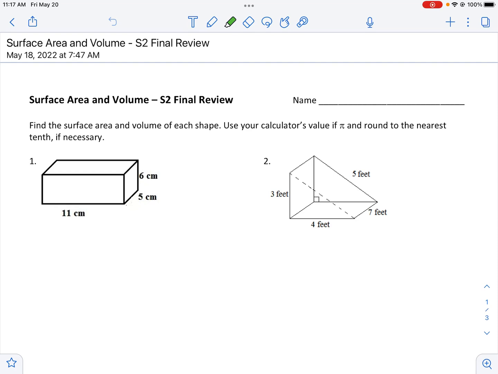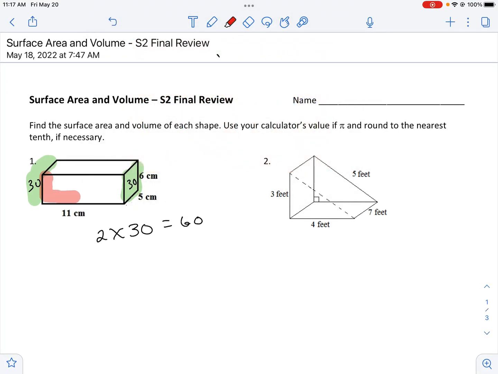All right, so we're finding surface area and volume. Now, surface area is the area of all your shapes. And this one, we've got these two green ones here. They're each 6 by 5. When you're doing a square, it's base times height. So we have 2 at 30, which can be 60.